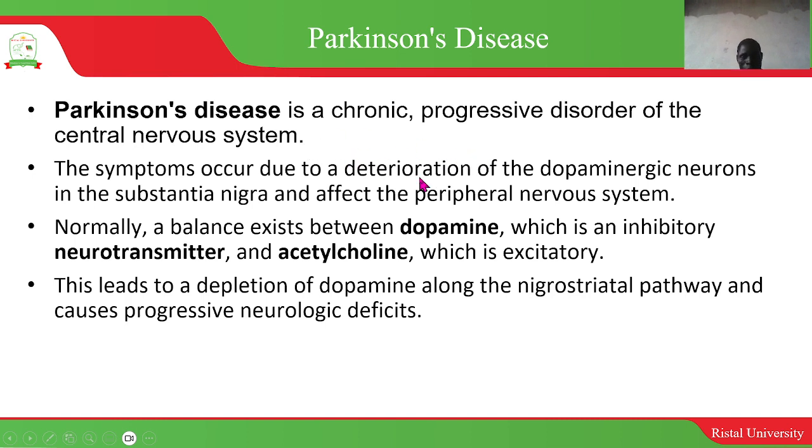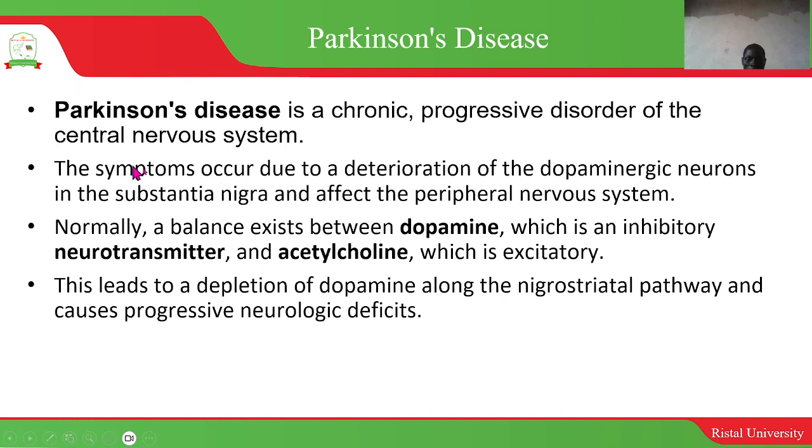We said Parkinson's disease is a chronic progressive disorder of the central nervous system. The symptoms that we see in patients with Parkinson's disease come as a result of deterioration of dopaminergic neurons in the substantia nigra, and this affects the peripheral nervous system.